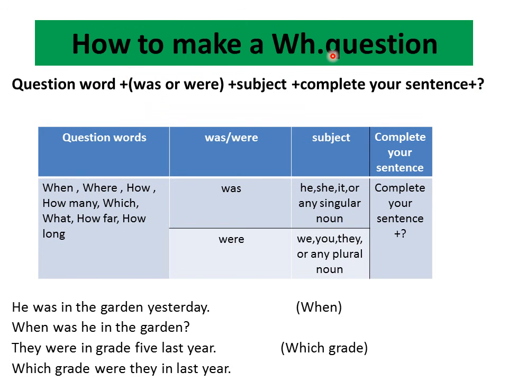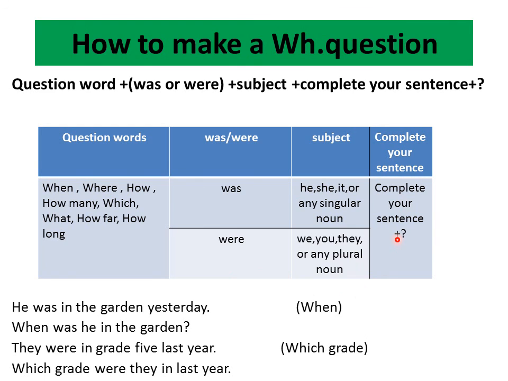How to make a WH question? Start with the question word, then was or were according to your subject, then complete your sentence and the question mark. Question words like what, when, where, how many, which, how far, how long. And then was or were. I choose was or were according to the subject. If my subject is he or she or it or any singular noun, I use was. If my subject is we or you or they or any plural noun, I use were.